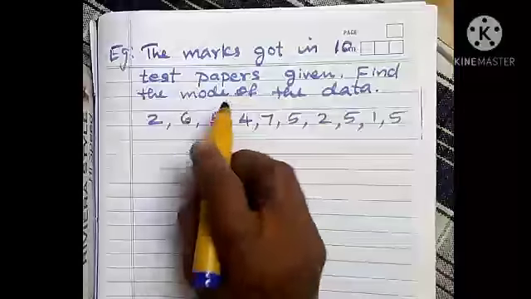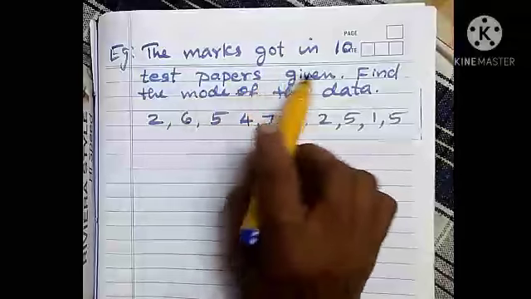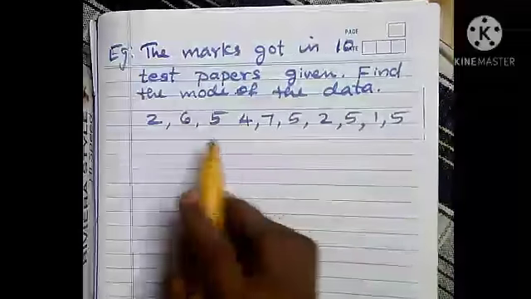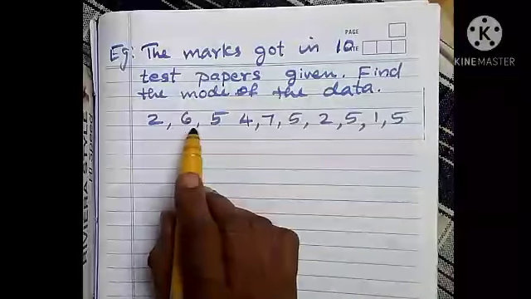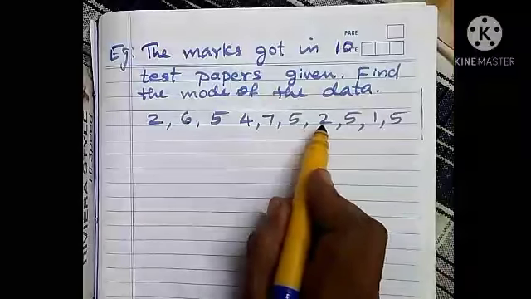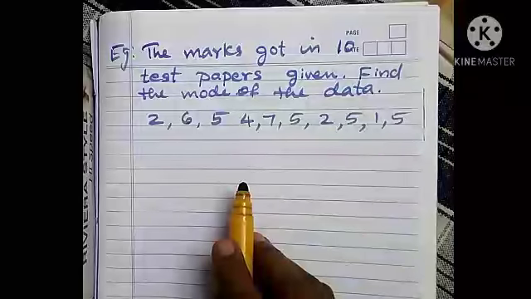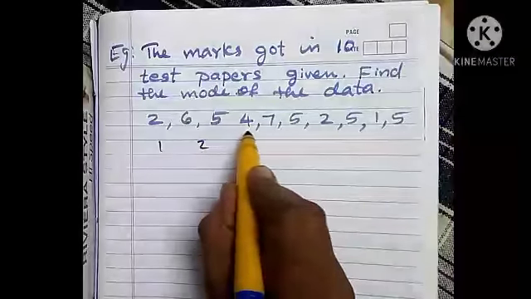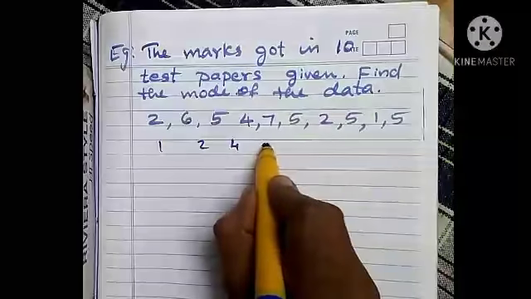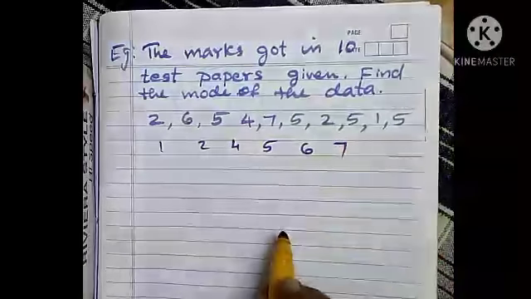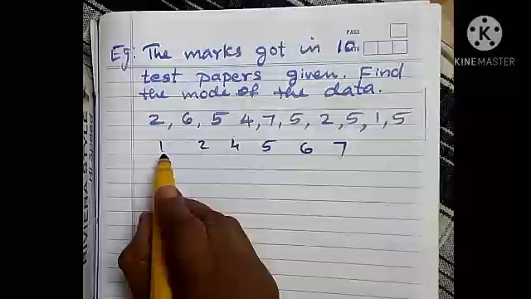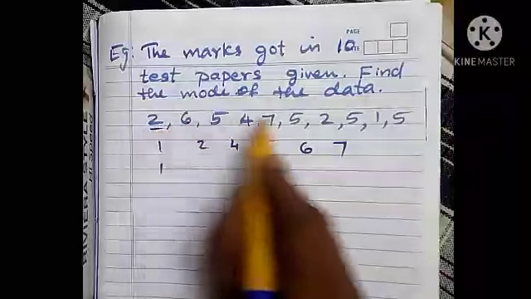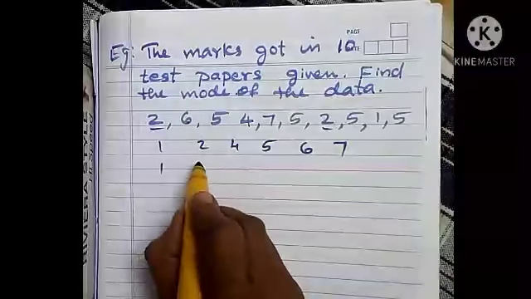So, for example, the marks got in 10 test papers are given. Find the mode of the data. The marks are 2, 6, 5, 4, 7, 5, 2, 5, 5. Which are the numbers? You got different numbers: 1, 2, then 3 is not there, 4, 5, 6, 7. How many times is 1 there? Only one time. 2, how many times? 1, 2. Okay, so 2 is coming 2 times.